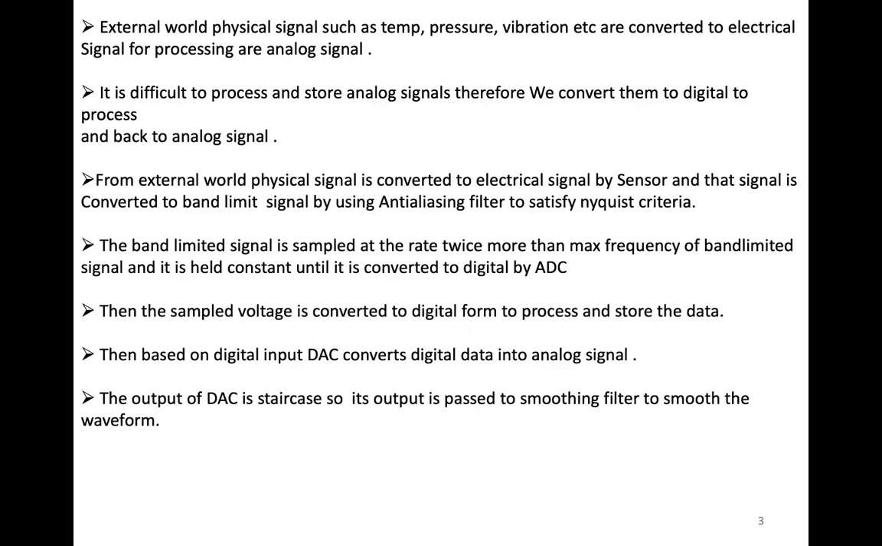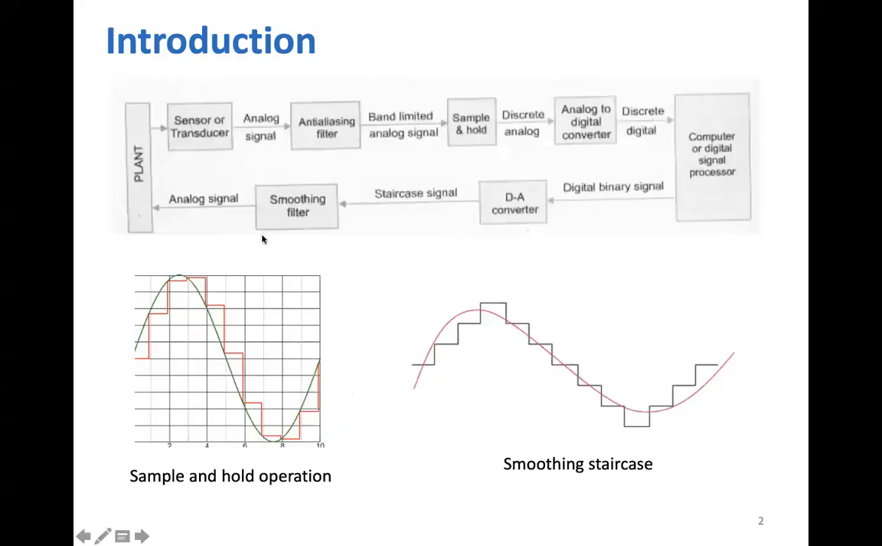This then is based on digital input, which converts the digital data into an analog signal. The output of the DAC is a staircase, so its output is passed to a smoothing filter to smooth the waveform. You can see here the sample and hold operation and how I have the waveform. Once it comes in as a staircase signal, I pass it to a smoothing filter, and you can see that the ups and downs are very few. It's almost in line with this sine wave, so it is smoothing the curve.